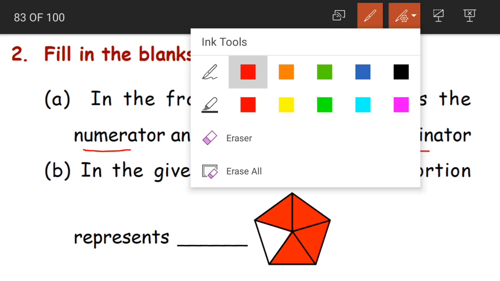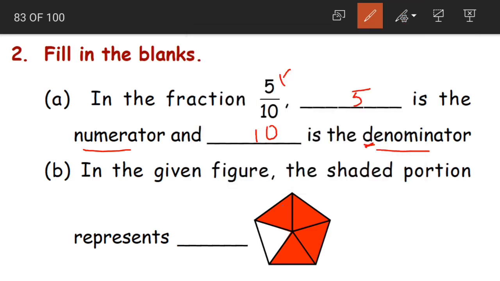Next, question B. In the given figure, the shaded portion represents dash. Now how many parts are shaded? 1, 2, 3, 4. So 4 divided by, what are the total number of parts? We are having 5 parts and out of which 4 are shaded.